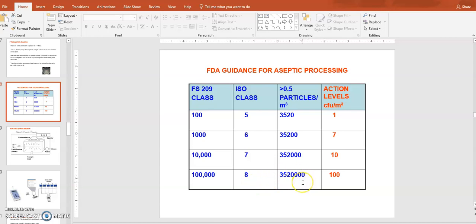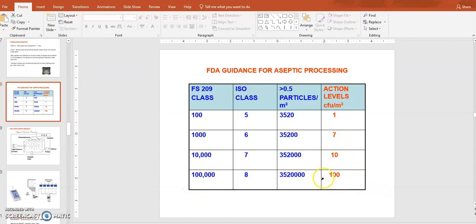Those are the particles, regardless of living or non-living. But if it is a living viable particle, they said you can only have one viable particle in the cleanest environment. ISO 5 and federal class 100, just one living viable count is allowed. In class 10,000, only 10 CFUs are allowed.